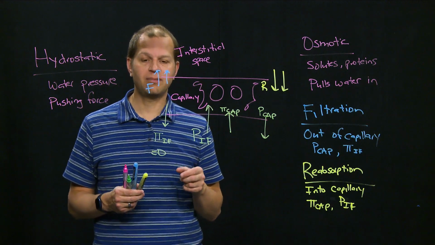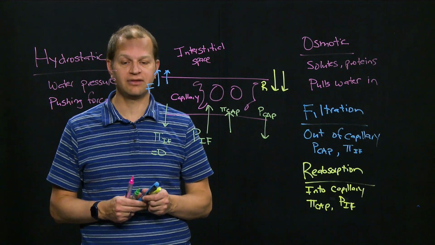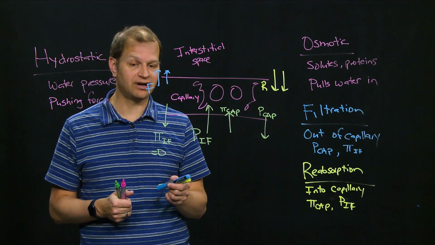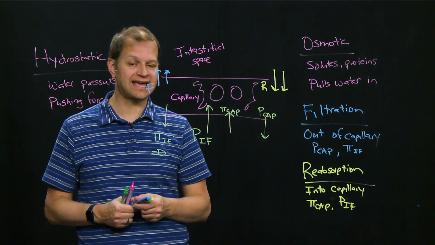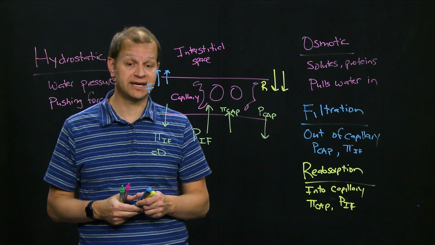We're going to talk more about that as we get into the urinary system, specifically with how the glomerulus, which is a capillary, interacts with what's called the Bowman's capsule, which is where fluid goes that will ultimately become urine.